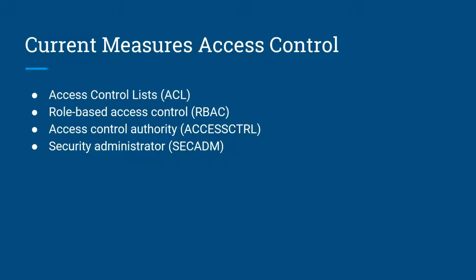Access control lists tell the computer's operating system which system object, such as a file or directory, a user or system process is granted access to. Role-based access control is access based off of a person's job functions and their need to access certain information. Access control authority is the authority required to grant and revoke privileges within a certain database. Security administrators are the authoritative figure who grants access control authority.